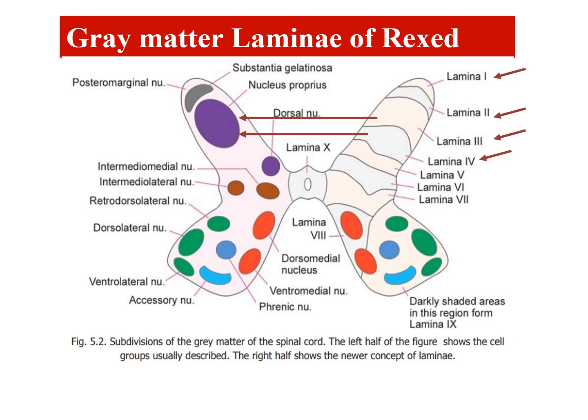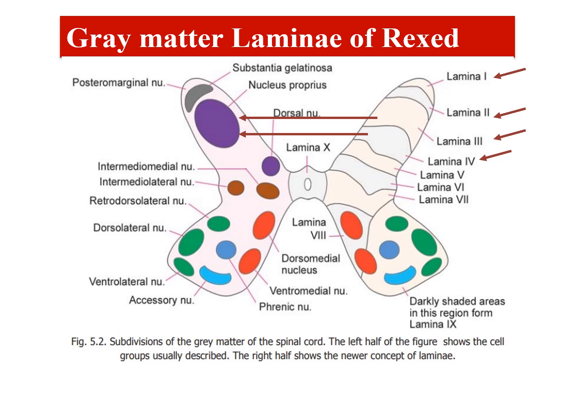Gray matter, laminae of Rexed. Here we can see the laminae, as I have mentioned, arranged from posterior to anterior: lamina 1, the most posterior one, followed by lamina 2, lamina 3, lamina 4, lamina 5, lamina 6, lamina 7 in the posterior horn, then lamina 8 present medially in the anterior horn, and lamina 9 present laterally in the anterior horn, and finally lamina 10 which is present around the central canal.